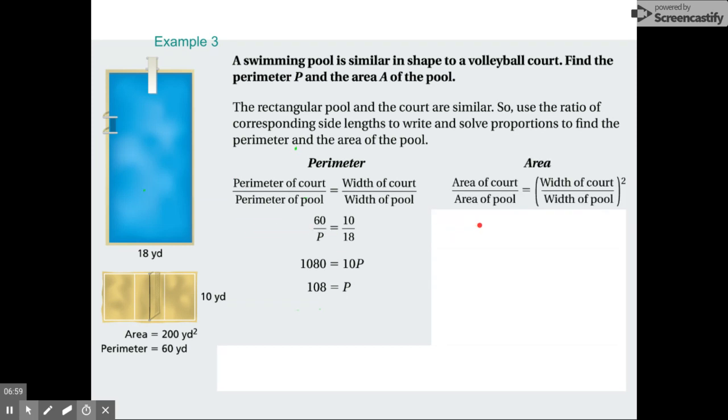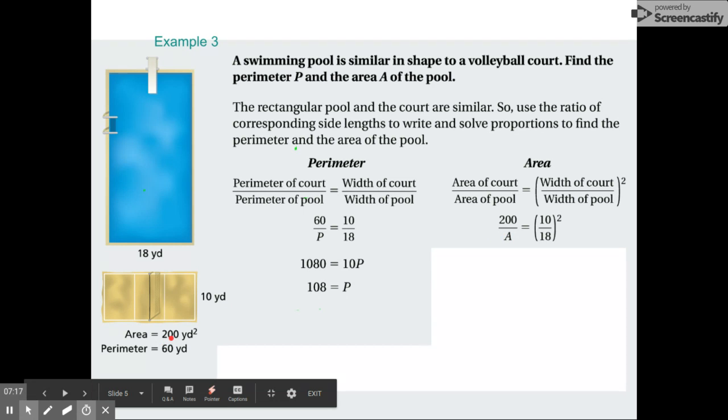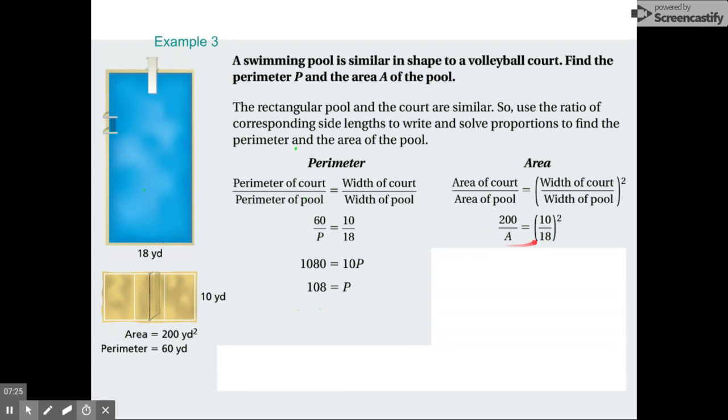Now the area of the court over the area of the pool is going to be equal to the square of the two side lengths, width of the court over width of the pool, squared. So when we set up our proportion here, we put 200 over A, just as we did with perimeter. We put the area over the area, and then we put 10 over 18, but before we can solve it, we have to square that. So the example has squared 10 over 18 to 100 over 324.